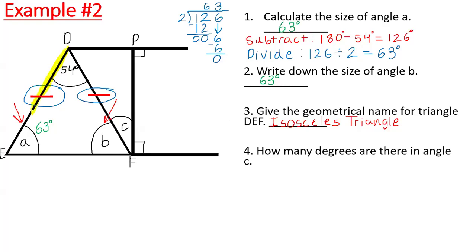Okay. So this is an isosceles triangle. Why? Because only two sides are equal. Do y'all understand that? Let me know, please, if y'all understand that. Yes, sir. That makes sense? Yes, sir. Okay.